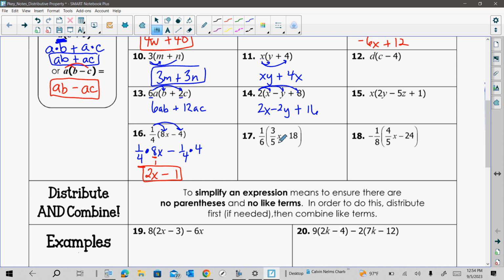All right, so now we've got two fractions here. We're going to distribute the 1/6 to the 3/5 x and to the 18. So this is saying 1/6 times 3/5 x plus 1/6 times 18. We're going to multiply the 1/6 times the 3/5 and get that simplified answer. Then we're doing 1/6 times 18.